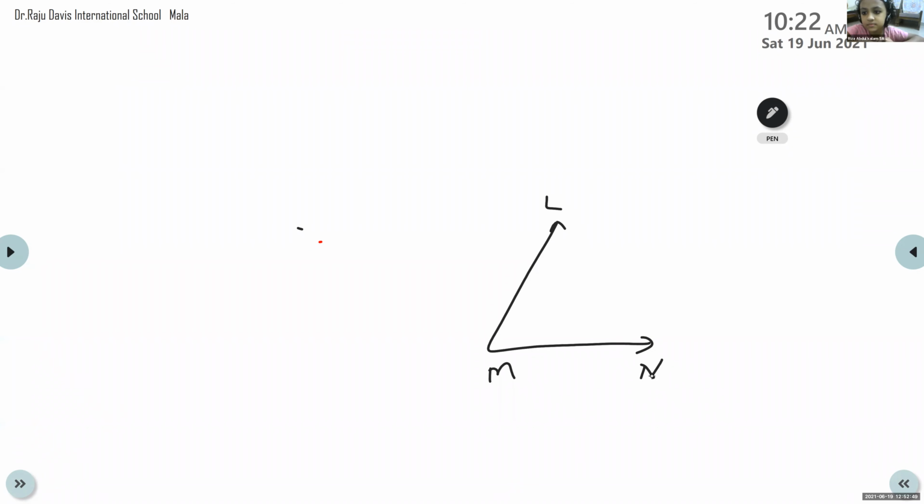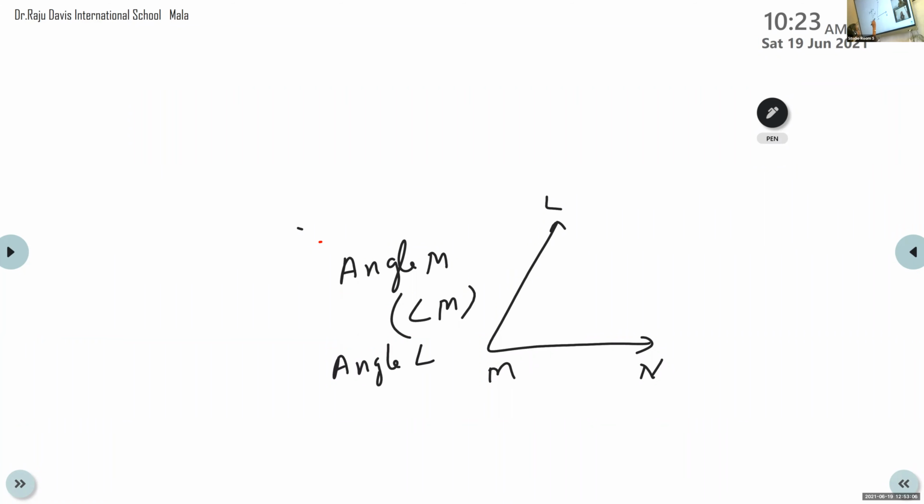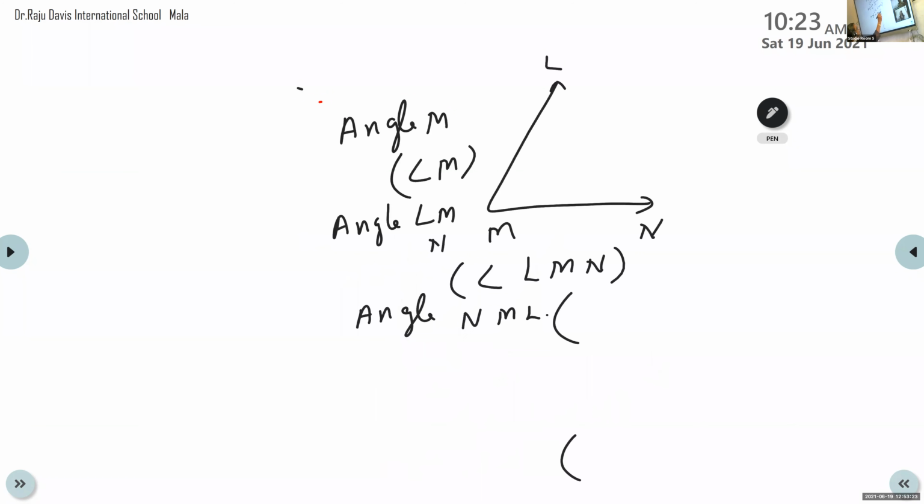Yes, Riza. Ma'am, angle M. Angle M. You can write it as the first one because M is the vertex. You can write the short form as angle M. And angle LMN. Angle LMN, or NML. Short form you can write it. In another way, LMN angle and N M L. What is the short form? You can write like this: angle N M L. This is the representation for an angle short form.